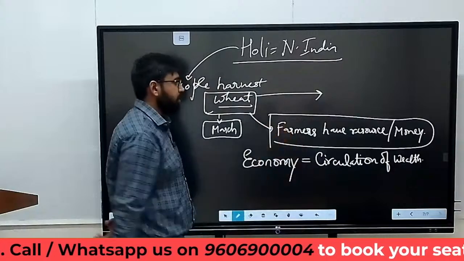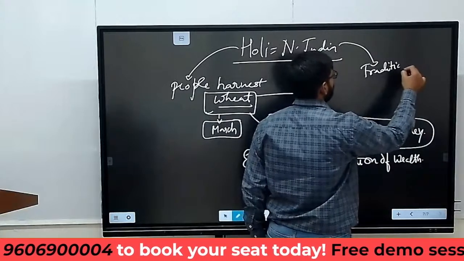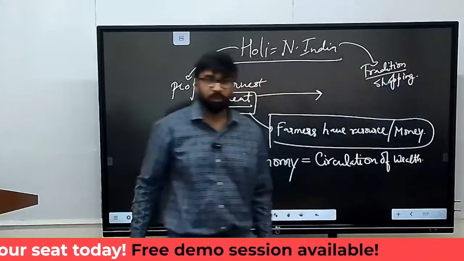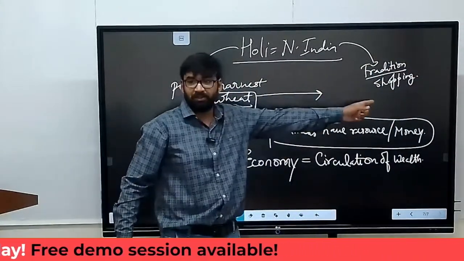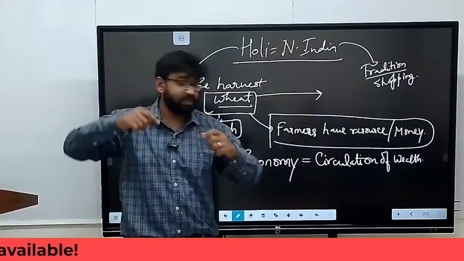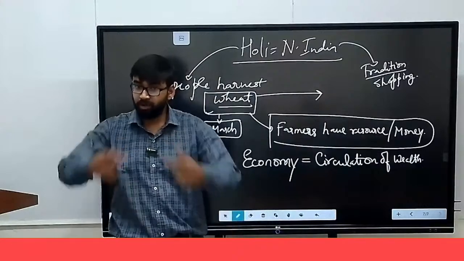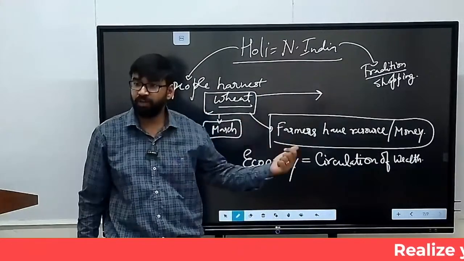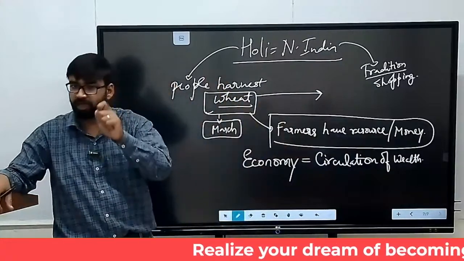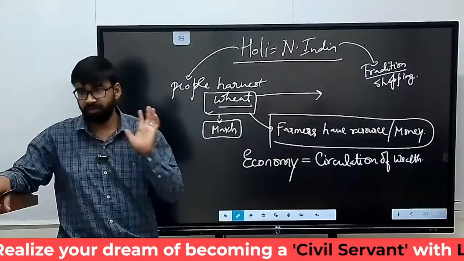So farmers have money. Now a tradition is created, and the tradition is shopping. In every festival, the most important thing is shopping, because one community will have money, they will go and buy things. In this way, circulation of wealth takes place. That means demand and supply, and this rotation of wealth always runs the economy. Getting my point? So every festival has some scientific reason. Clear?